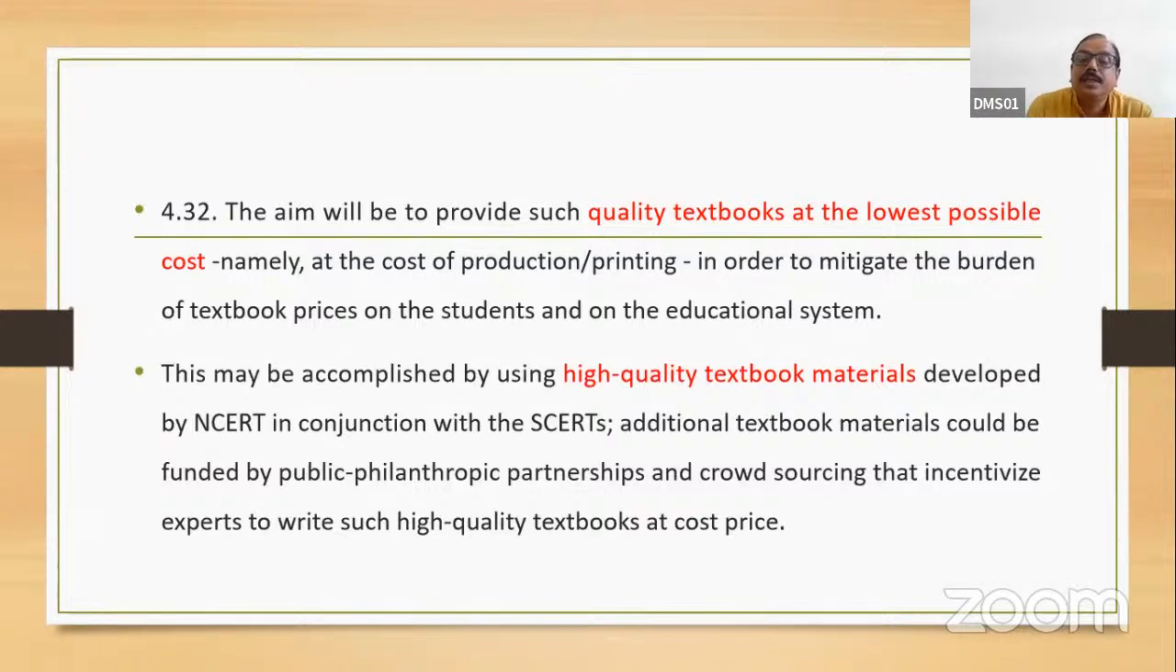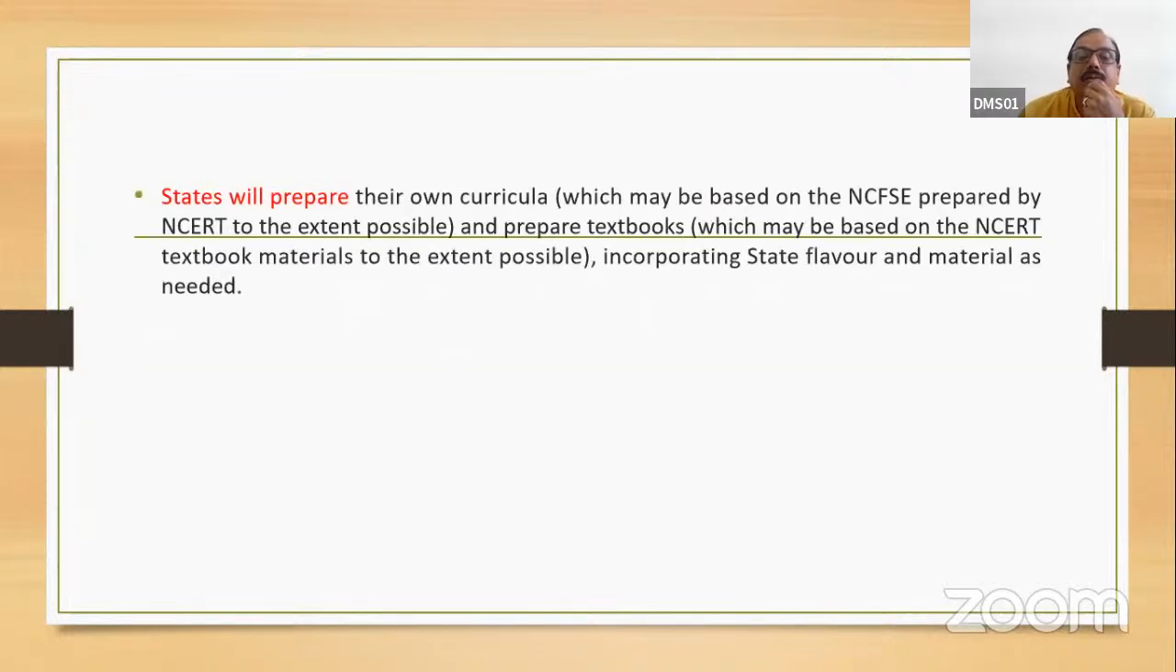And this quality textbook may be accompanied by varieties of other learning materials also. Additional materials means it can be a teacher's handbook, a laboratory manual, exemplar problem books, which can be developed with the help of funding by public philanthropic partnership and crowdsourcing that incentivize experts to write such high quality textbooks at low cost price. So that is the intention of bringing about quality textbooks.